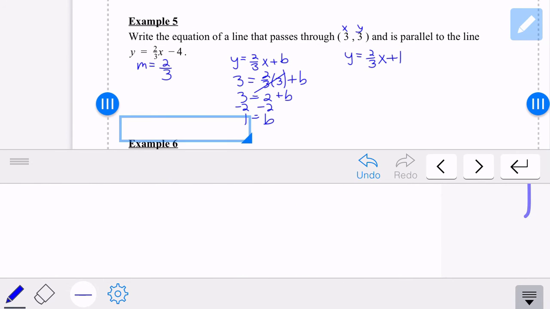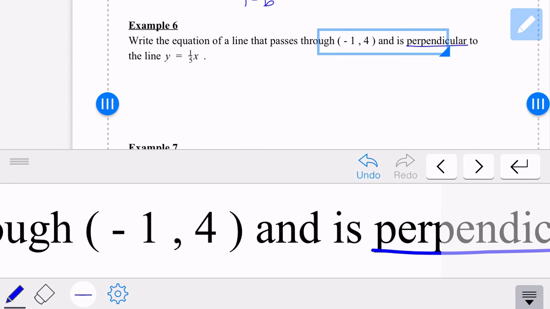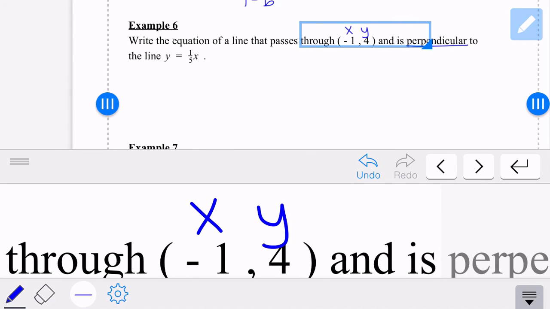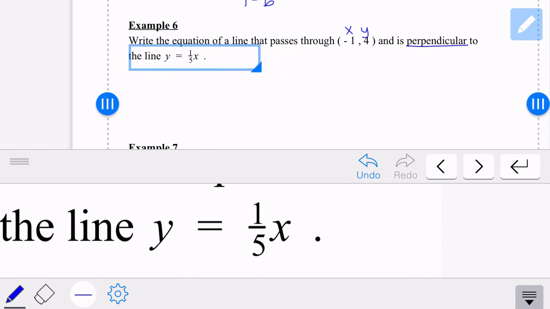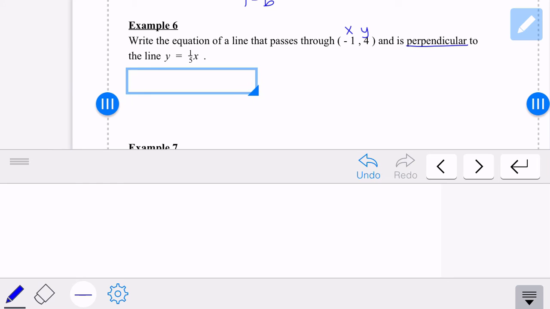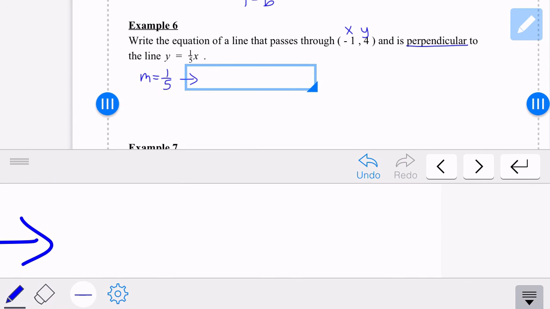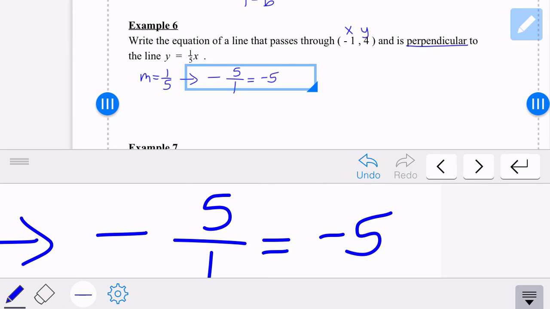Okay, example 6. This time we have a perpendicular line that we want to make, and it's going to pass through negative 1, 4, so that's already going to be our x and our y, so go ahead and label that in. And it's perpendicular to this line where our slope is 1/5. So if our slope is 1/5 for the original line and it's perpendicular, we want the opposite reciprocal, so it's positive, which means we're going to make it negative. 5 is going to go on the top this time. 1's going to go on the bottom. Negative 5 over 1 is just going to be negative 5.